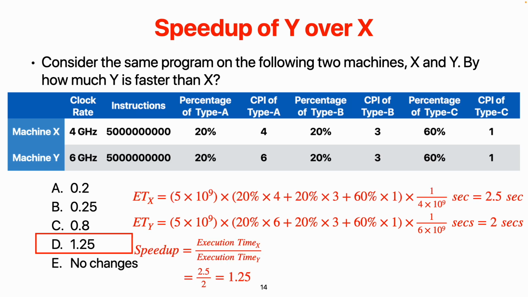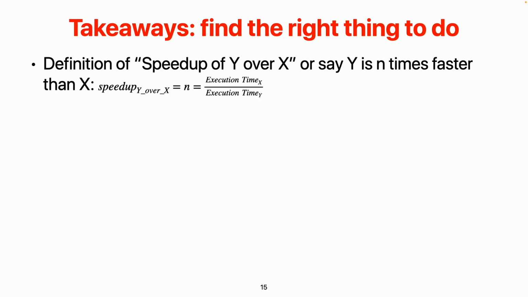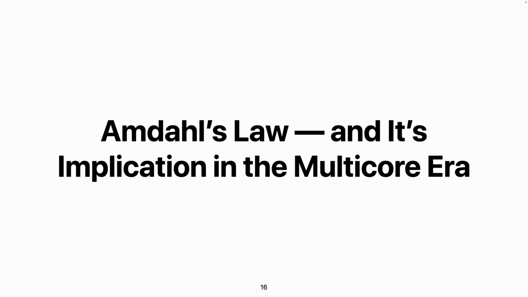And if you do the math, 2.5 over 2, that's 1.25. So that's the only definition of speed up for this question. So the very first takeaway: the definition of speed up of x over y is execution time of y over execution time of x. So that's the definition of speed up. You might think about why we start with that.